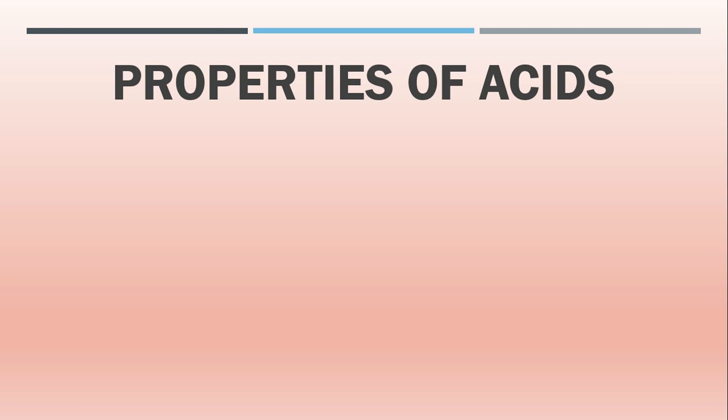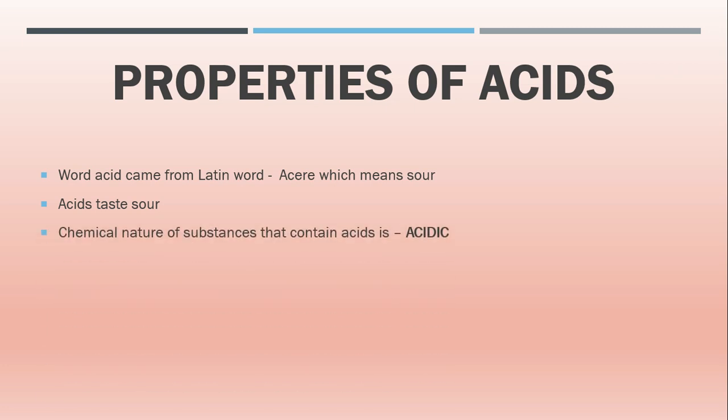Now move on to the next, that is properties of acid. What are the properties? We have come across that acids are sour in taste. The first thing: the word came from the Latin word acre, which means sour. Acid tastes sour, that means acids are sour in taste. The chemical nature of substances that contain acid is acidic. For example, lemon is sour in taste, which means acid is present, and since acid is present, we call that substance acidic in nature.